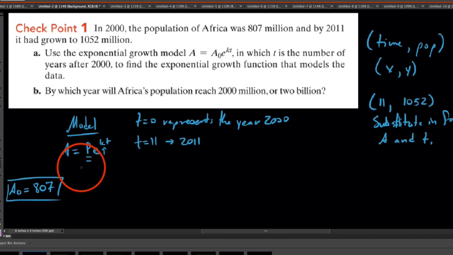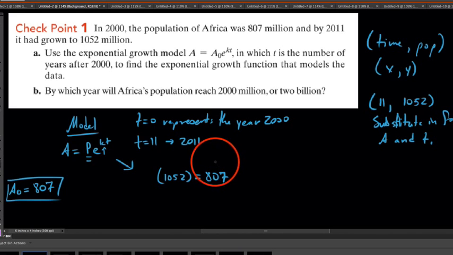When we substitute these values in, the amount A that we get over here is 1,052. Our initial amount was 807, so that goes in for our A0 here. We have times e to the power of k times t. Now k, I'm going to leave as k because we don't know k, we need to find k. But what I do know is that time here would have to be 11. So we were told the initial amount and we were given a combination of time and population. Knowing all of these things, and the only thing we don't know is this k here, it means that we can go backwards and solve for it.